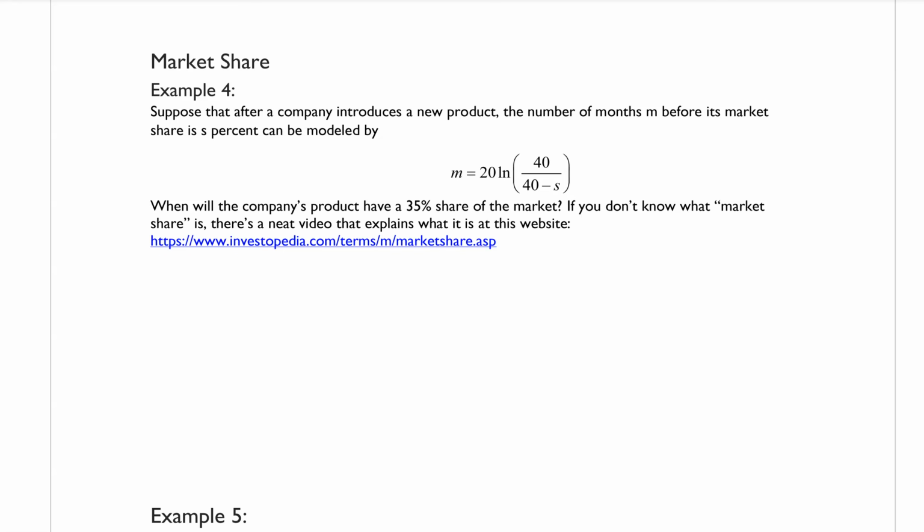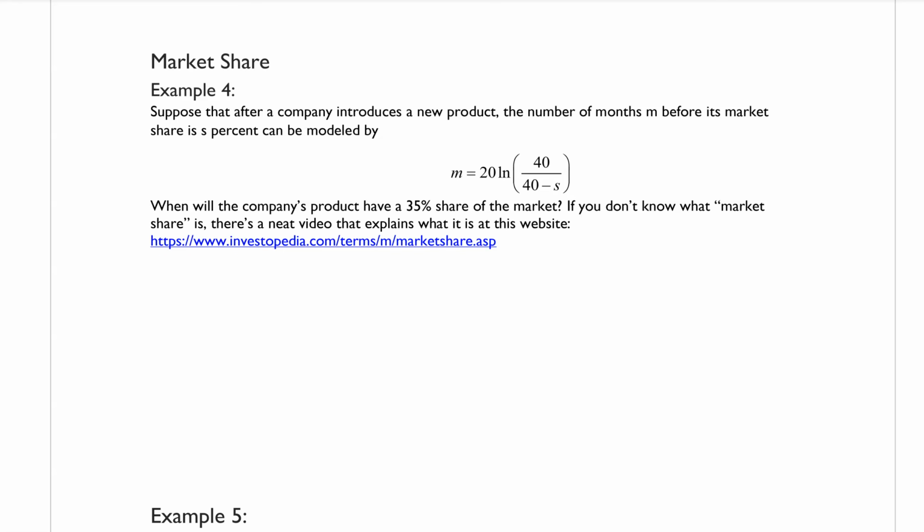It says, suppose that after a company introduces a new product, the number of months M before its market share is S% can be modeled by that equation. When will the company's product have a 35% share of the market? Like I said, if you don't know what market share is, you can go to that website. But essentially, it's a certain product having a certain percentage of sales in the overall market.